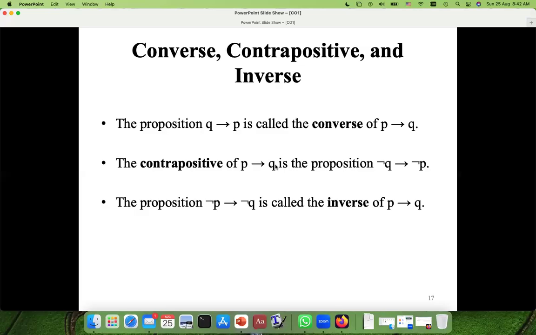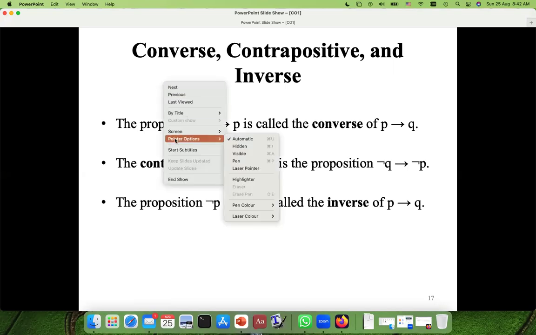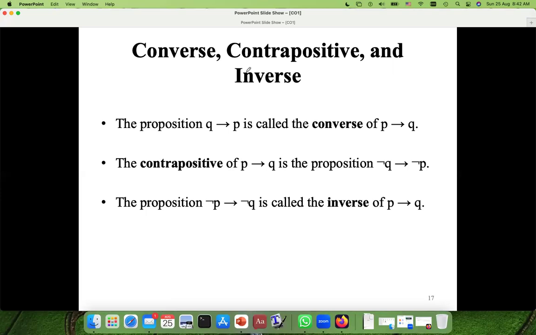Okay, now the topic is changed. Now the topic is converse, contrapositive, and inverse. What are these? These are three definitions. You have to take P implies Q in your mind, because we are still in the same topic, P implies Q, but there are some other concepts related to it, so that's why we are covering these concepts here.